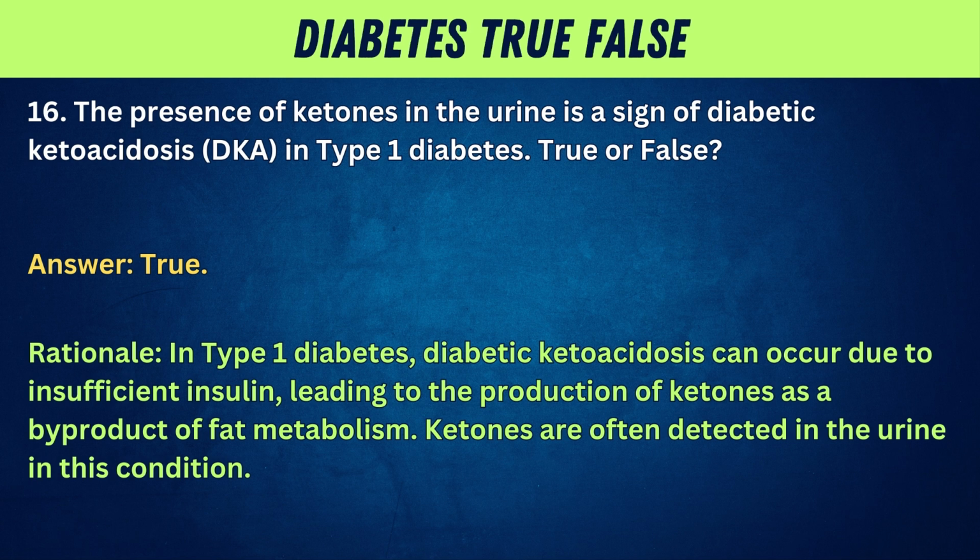16. The presence of ketones in the urine is a sign of diabetic ketoacidosis, DKA, in type 1 diabetes. True or false? Answer: true. Rationale: in type 1 diabetes, diabetic ketoacidosis can occur due to insufficient insulin, leading to the production of ketones as a byproduct of fat metabolism. Ketones are often detected in the urine in this condition.